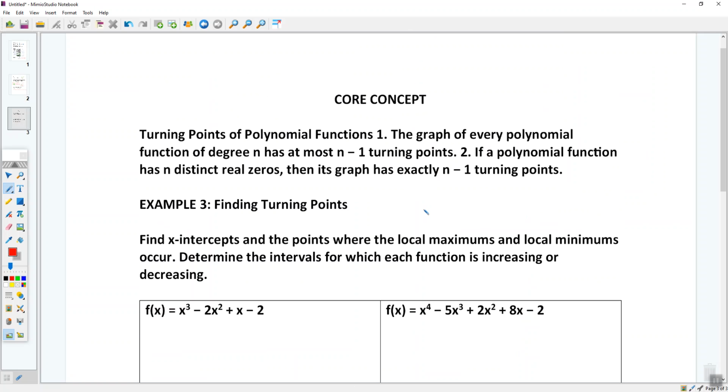If a polynomial function has n distinct real zeros, then its graph has exactly n minus 1 turning points. I'm not sure that's true.